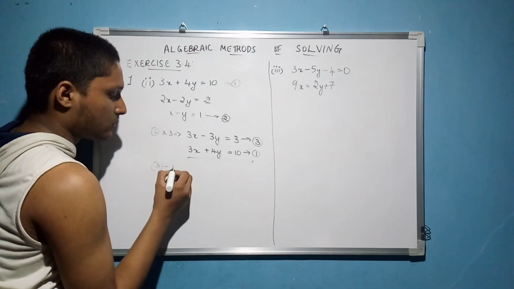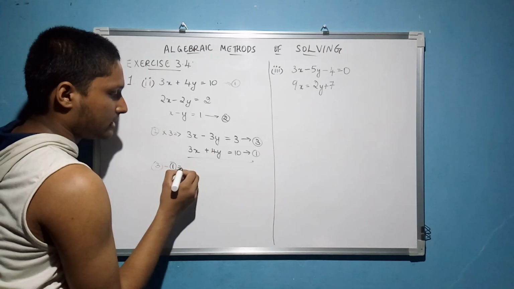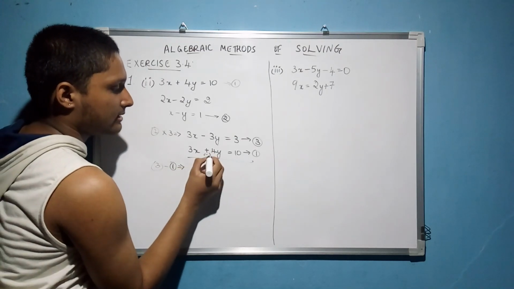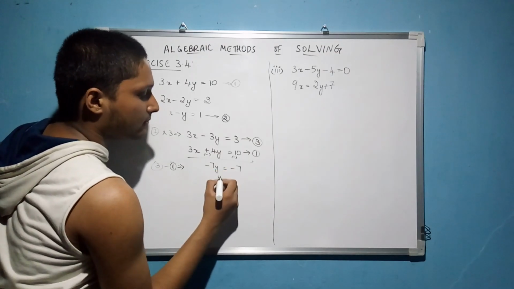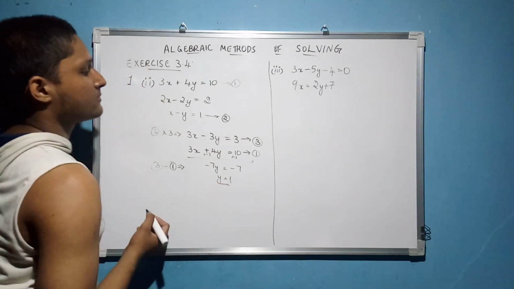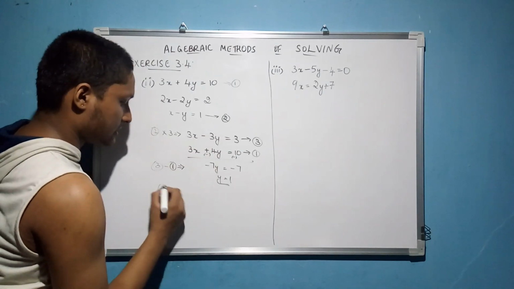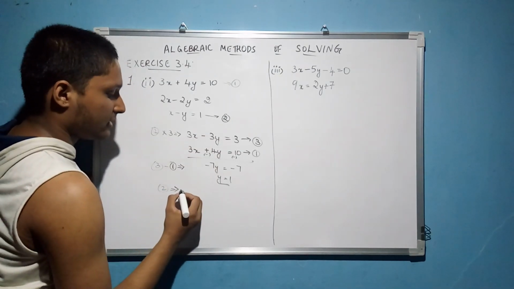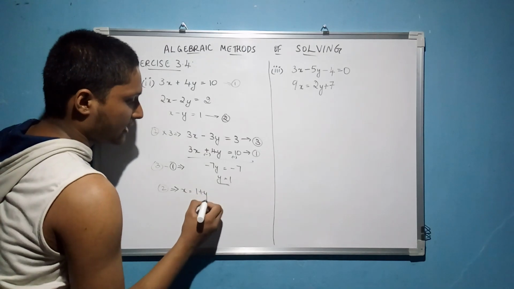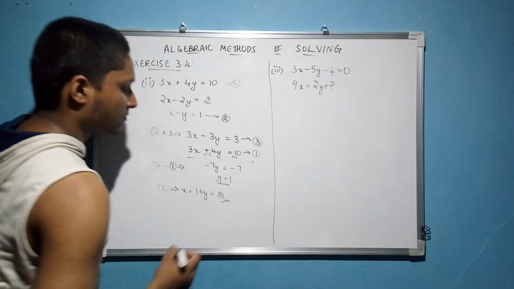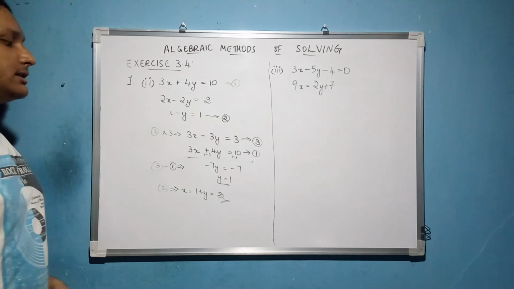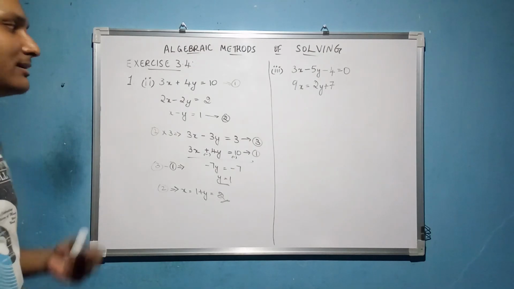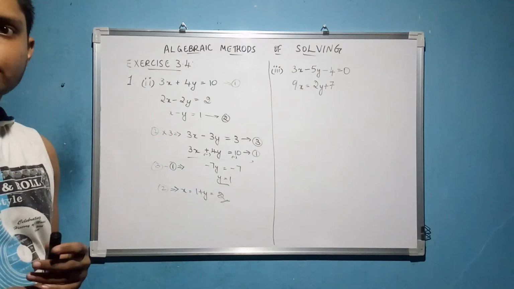So 3 minus 1. 3 minus 1 gives, so I need to change the sign here also. This becomes minus 7y is equal to minus 7, y is equal to 1 is the answer. So from the second one, you can find out x is equal to 1 plus y, that is equal to 2. Therefore x is equal to 2 and y is equal to 1 become the solution for the given pair of linear equations. If you want, you can just verify by applying over here.